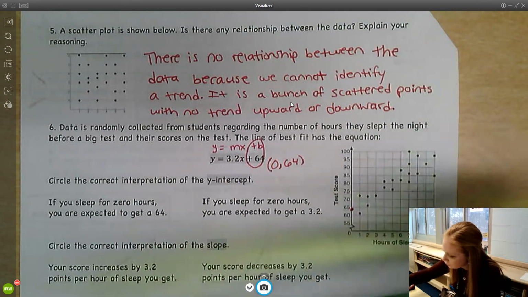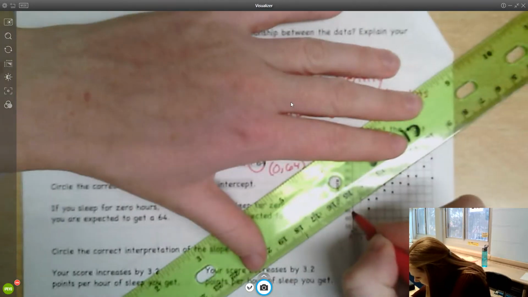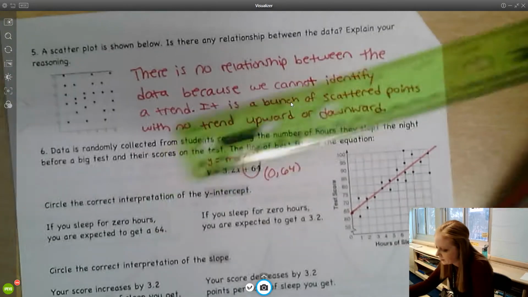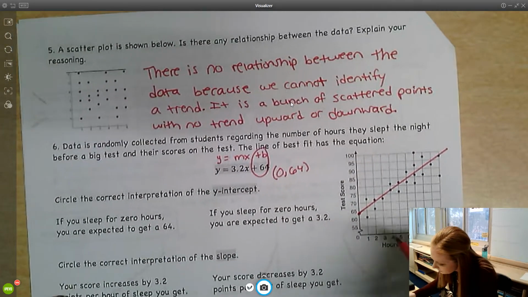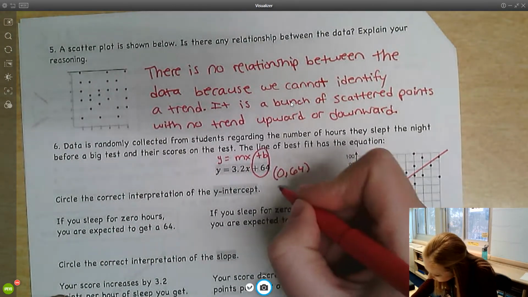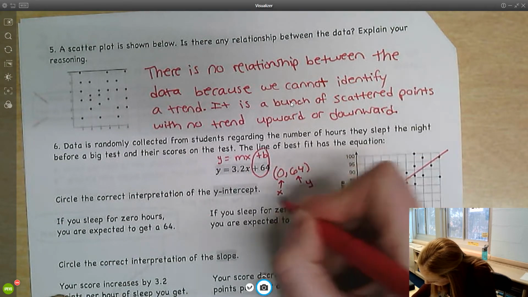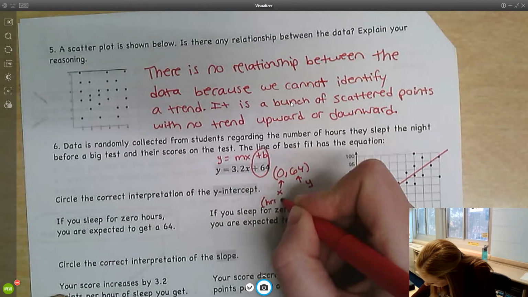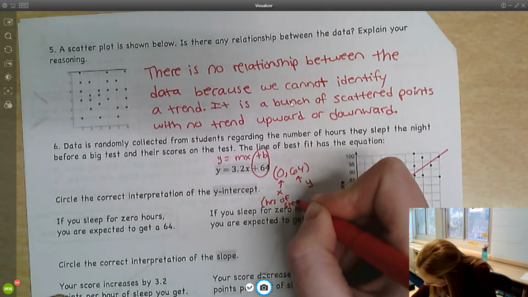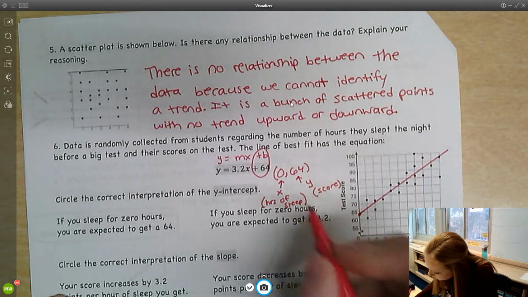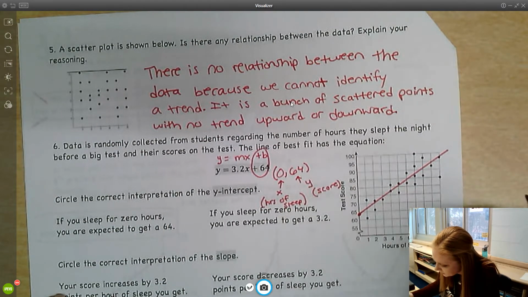So they're saying if we were to draw a line of best fit, our y-intercept would be right here at 64. So what that means is when you have 0 hours of sleep, this is our x and this is our y, hours of sleep, and your y is your score. So when you get 0 hours of sleep, you'll get a predicted score of 64.